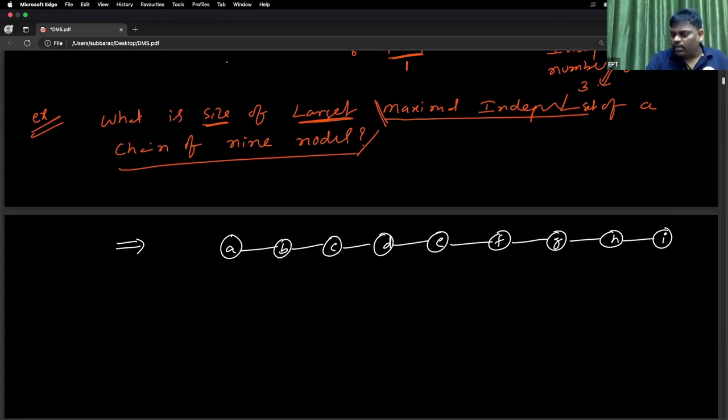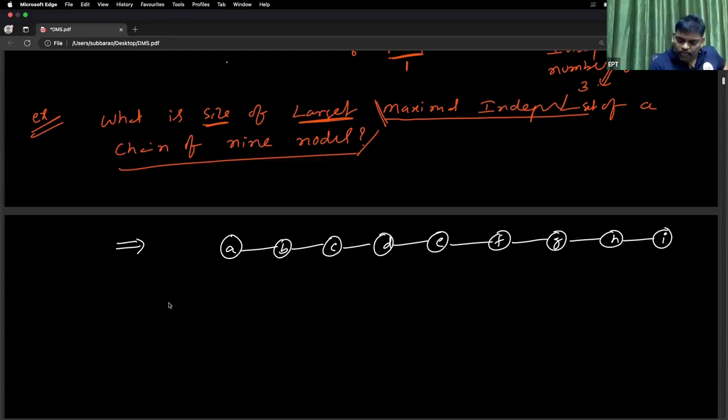So if anyone thinks my answer may be wrong, it's okay. Can you try your attempt? What is the size of the largest maximal independent set of a chain of 9 nodes?